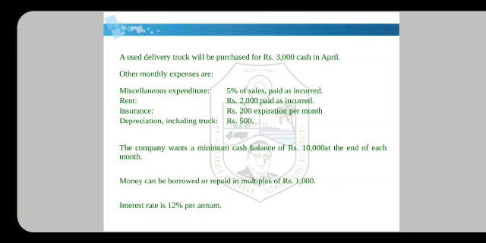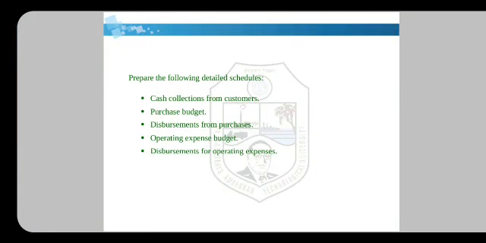Now the company wants a minimum cash balance of rupees 10,000 at the end of each month. Money can be borrowed or repaid in multiples of rupees 1,000, and the interest rate is 12% per annum. Now prepare the following detailed schedules. First, we have to make a budget for cash collection from customers, purchase budget, disbursement for purchases, operating expense budget, and disbursement for operating expenses.